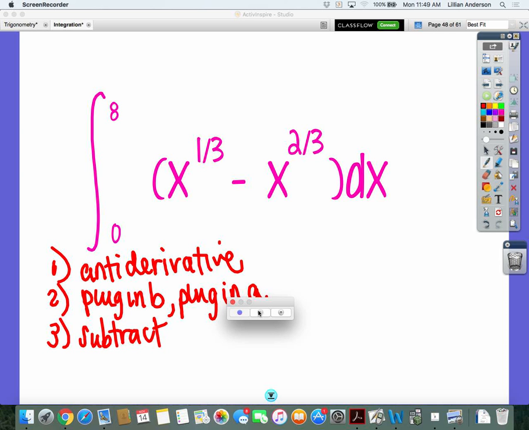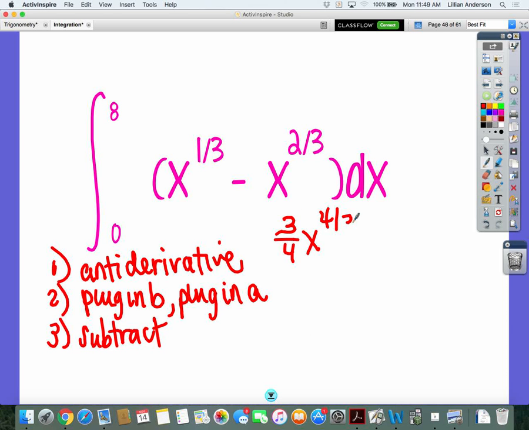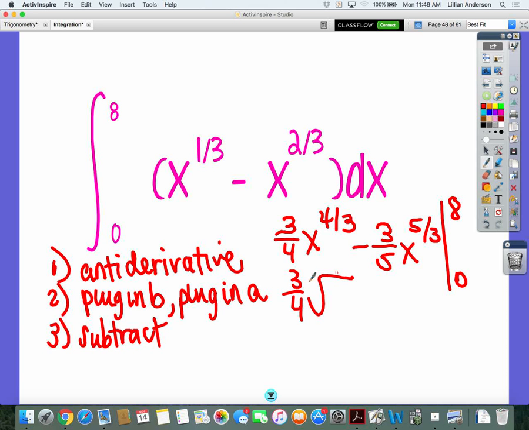So you take the antiderivative. What's the antiderivative of x to the 1/3? 3/4 x to the 4/3. And then, what about the negative 2 x to the 2/3? Negative 3/5 x to the 5/3. So then you evaluate that from 0 to 8. Now realize, of course, that anything with an exponent can be written as a root.